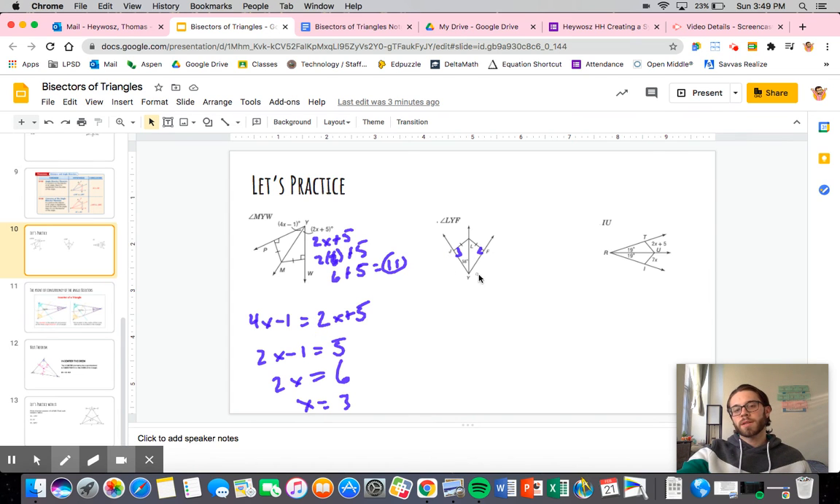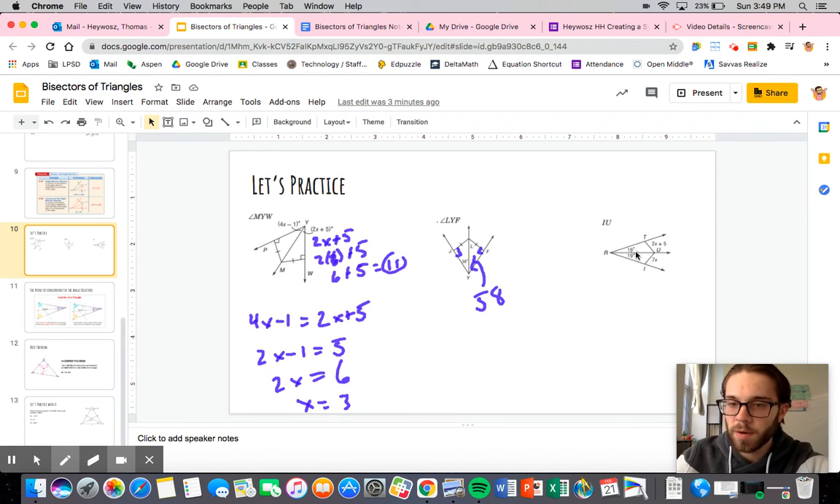Now if I look at this one, it should have drawn the right angles. It does have LJ being equidistant from LF. So that would mean if this angle is 58, this one over here, LYF, is also going to be 58. Okay.